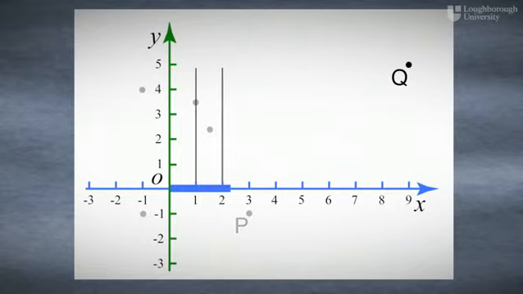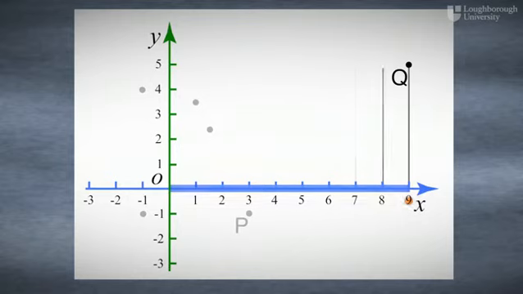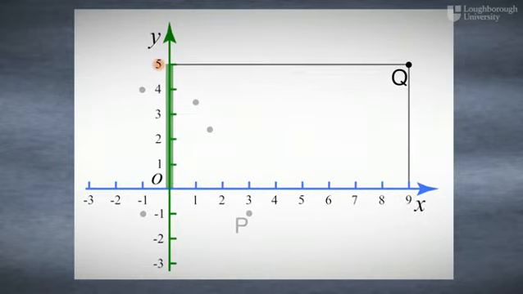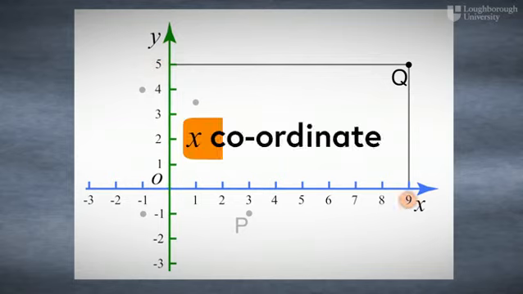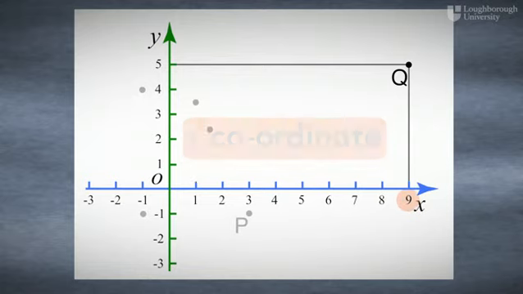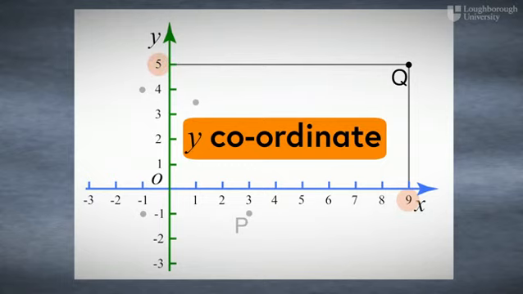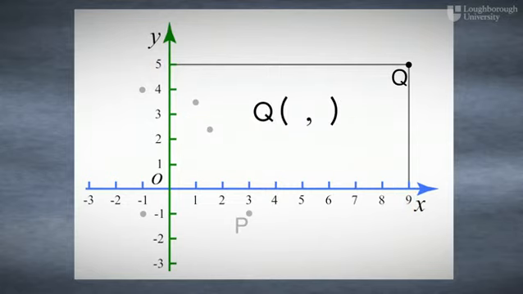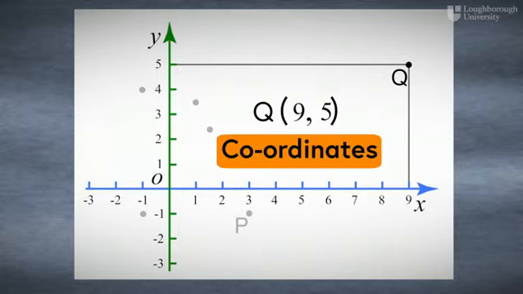We see that the point Q is a horizontal distance 9 units from the y-axis and a vertical distance 5 units from the x-axis. This horizontal distance 9 is called the x-coordinate of Q, and the vertical distance 5 is called the y-coordinate of Q. Together these numbers are called the coordinates of Q, and we write these concisely as Q(9, 5). We say that the coordinates of the point Q are 9, 5.